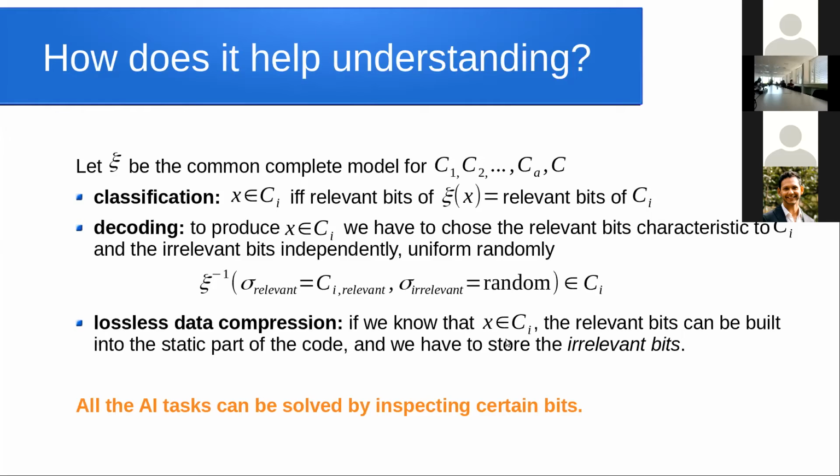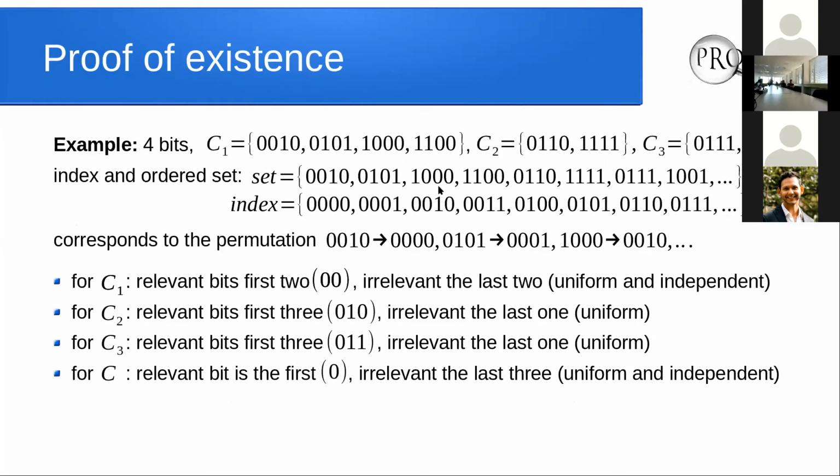So it is not necessary to store the relevant bits, because the relevant bits are the prior knowledge. We have to store only that part which is not unique in this subset, and these are the irrelevant bits. That means that for lossless data compression, we need to store the irrelevant bits. For example, in the previous case, to compress this element, we have to remember only 1, 0, because the first two bits, if we know that it is an element of C1, are fixed by 0, 0.